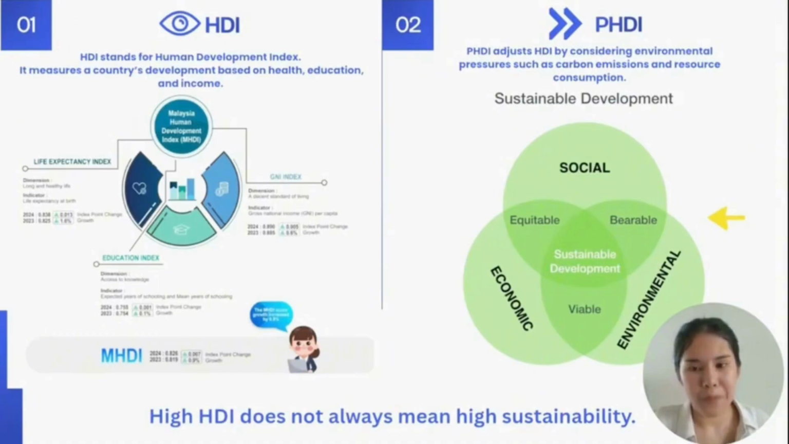So high HDI does not always mean high sustainability, because PHDI adjusts HDI by considering environmental pressures such as carbon emissions and resource consumption. Let's look at this picture. It's about sustainable development. As I just said, high HDI does not always mean high sustainability.